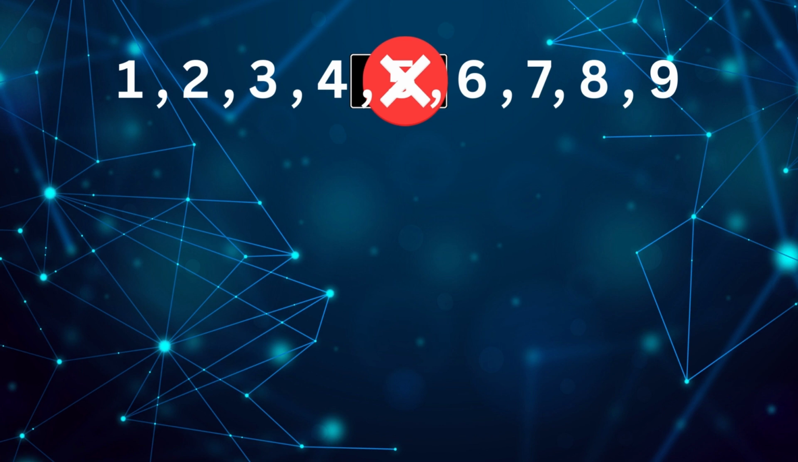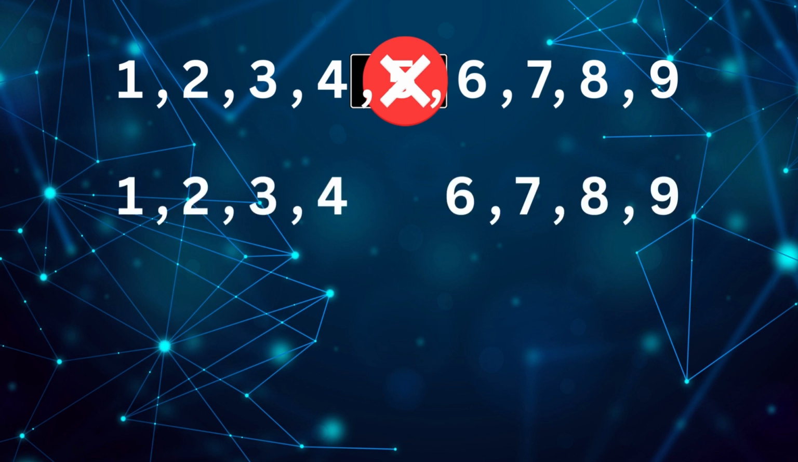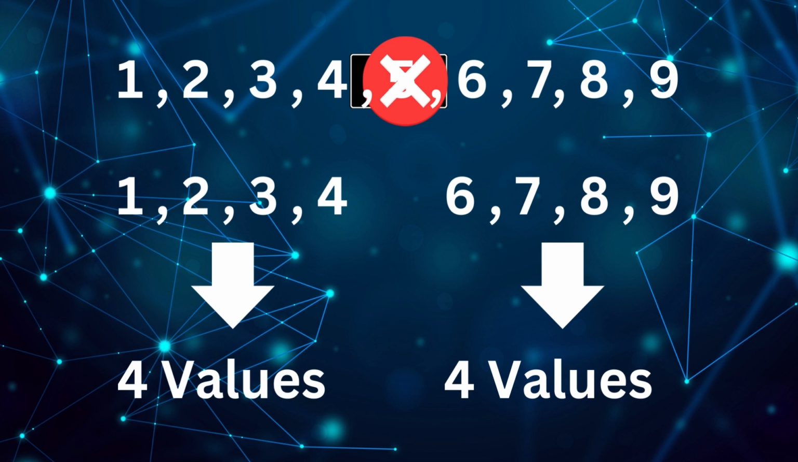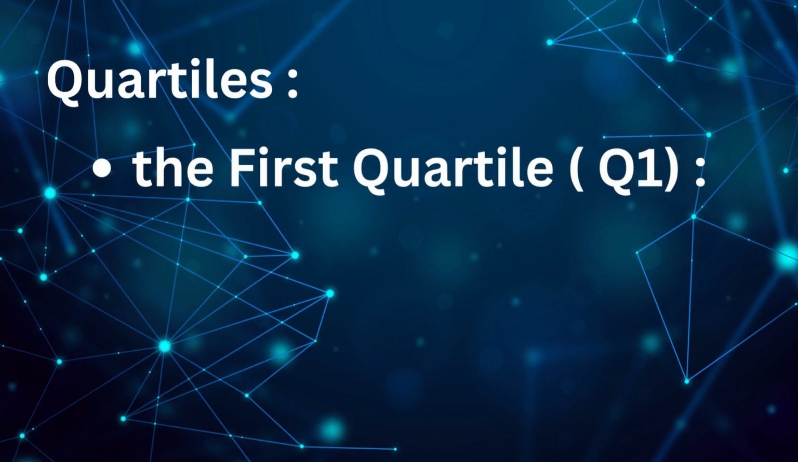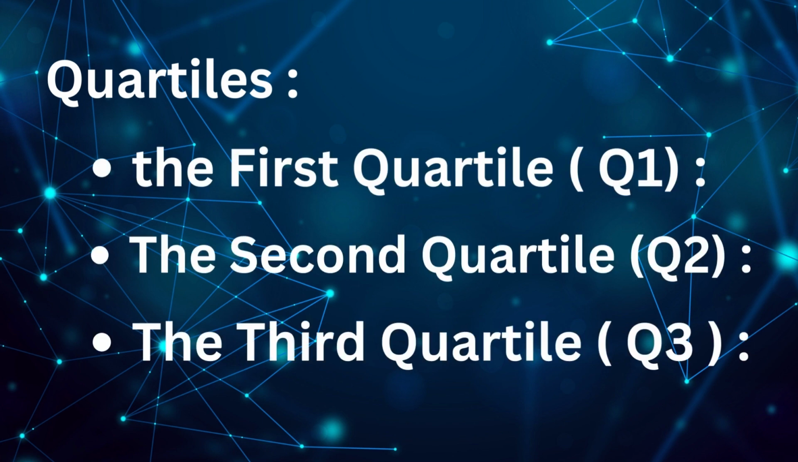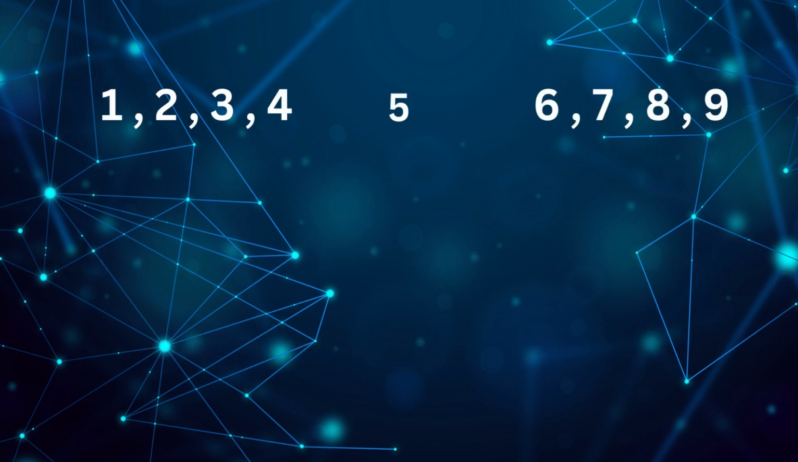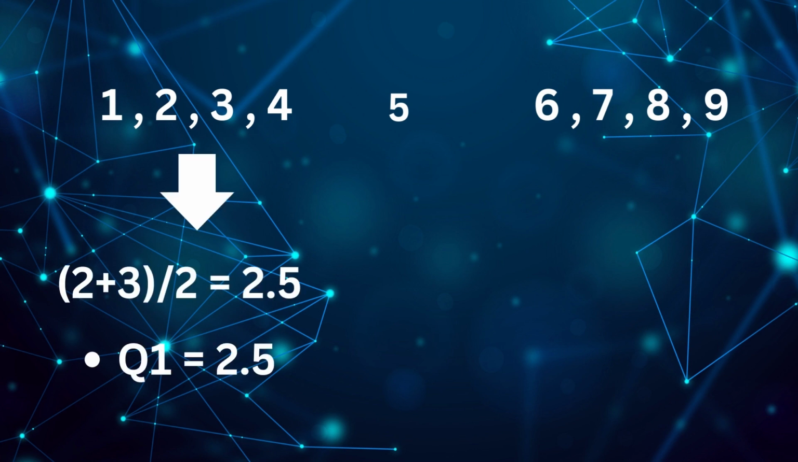First we are going to eliminate the median from the data set. Then we are going to split it into two data sets. These two data sets contain an even number of values. The main quartiles are three: first, second, and third. Remember the data sets that we have separated.